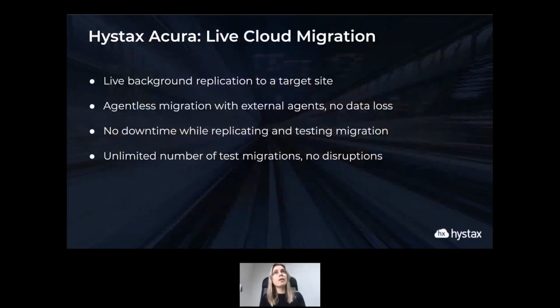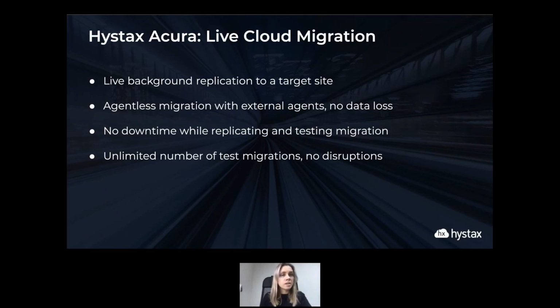We have here four main points that I want to pay your attention to. First of all, live background replication to a target site, which means that from the replication side, there is always a replication agent running, and either it's an external or internal one. The replication process is running in background, so it has no impact on the production source side and sending data to the target.